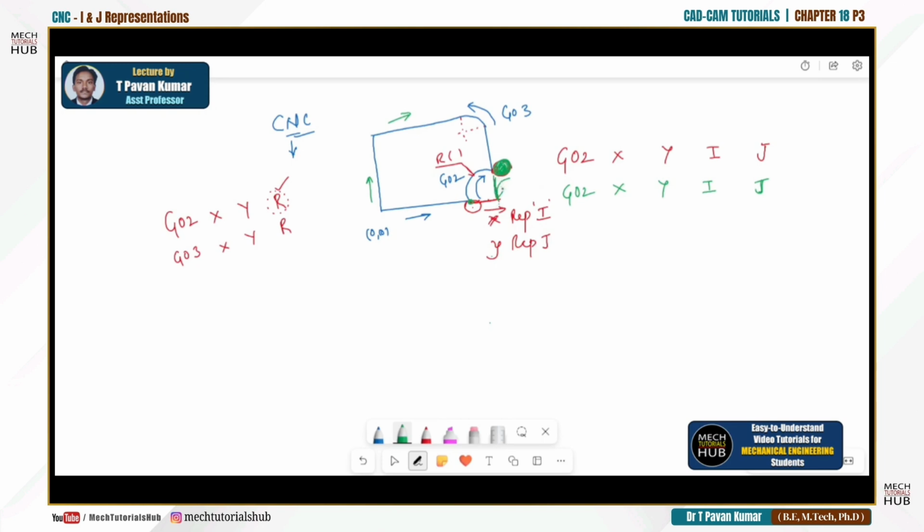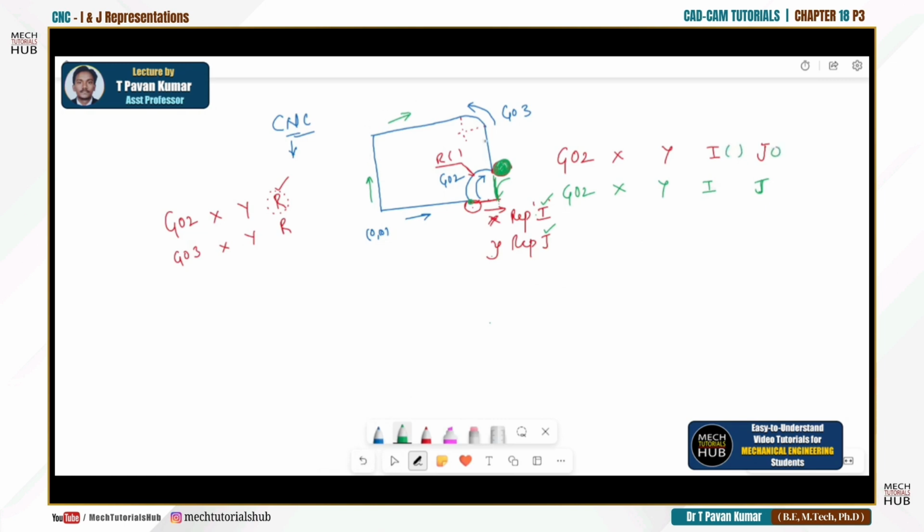Whenever you measure a distance from the starting point of the tool to the center, if it is measuring x distance, the indication is we are supposed to represent I. If it is measuring y distance, we are supposed to represent J. Whenever the tool is traveling counterclockwise, have a look. When I consider this as the starting point and this as the center of the curve, this is x distance I. So I will have some value, J will be 0.